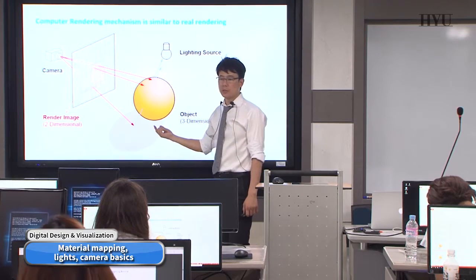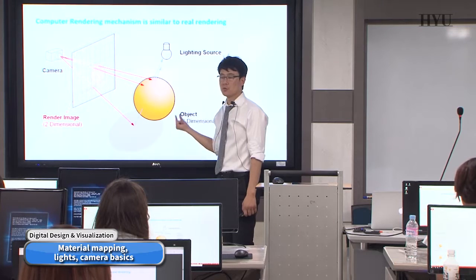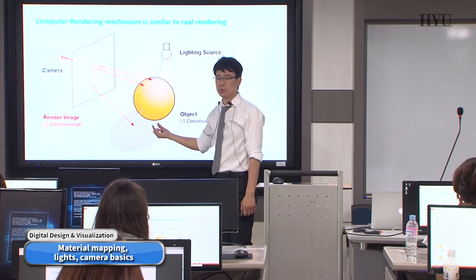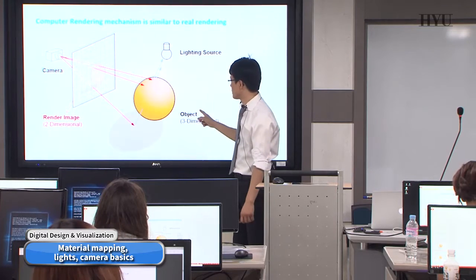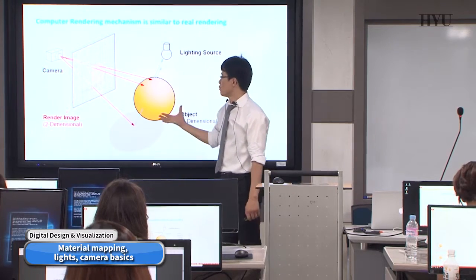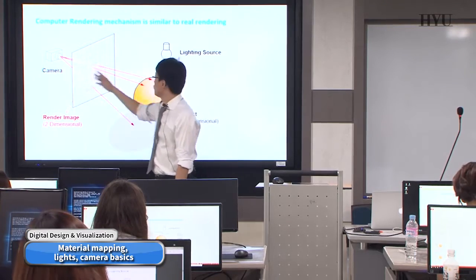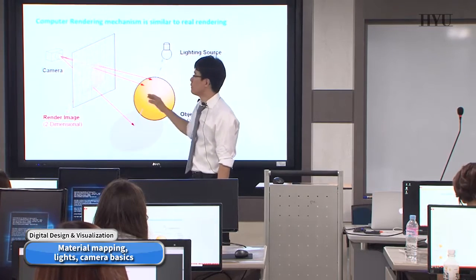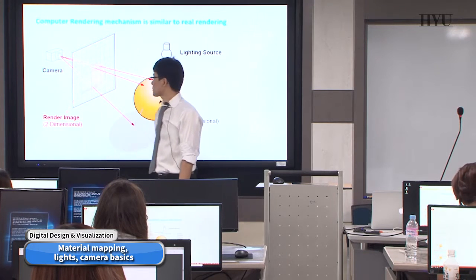We are using 3ds Max, 3-dimensional Studio Max. That's the software name, not 2-dimensional Studio Max, not 2ds Max, okay? 3ds means 3-dimensional. So your geometry, where you place your camera, how you put your lighting, that affects your render image, okay?